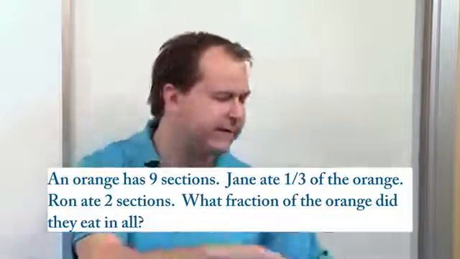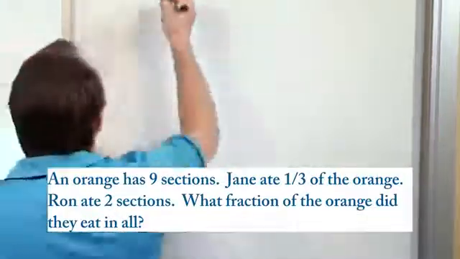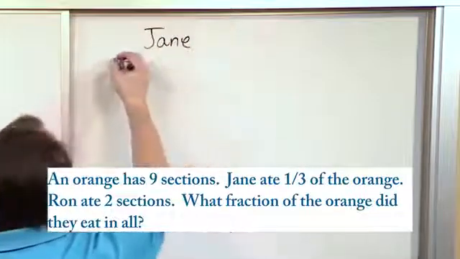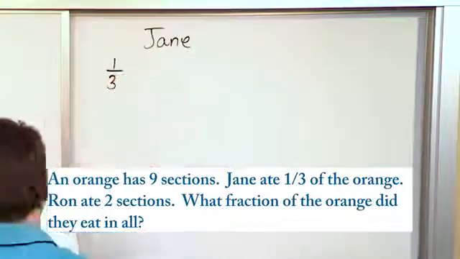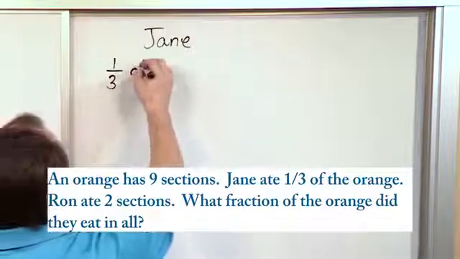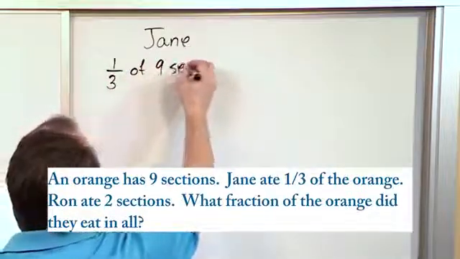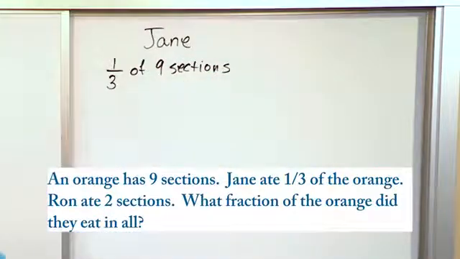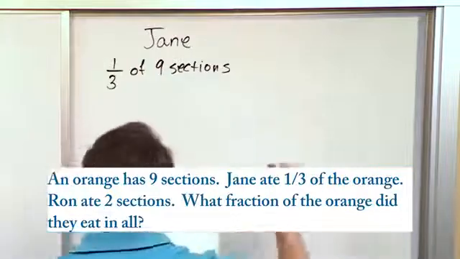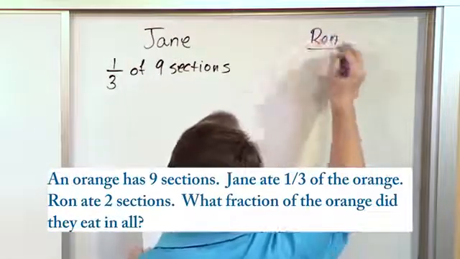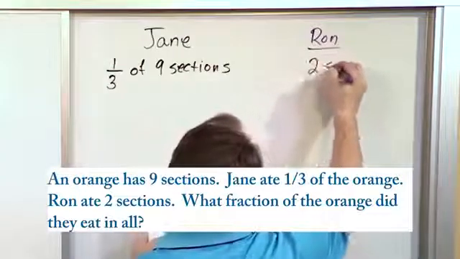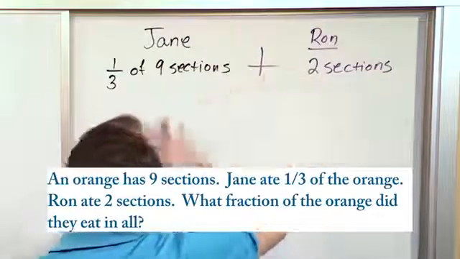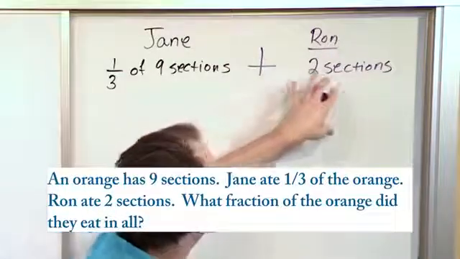All right? Well, let me ask you this. Let's draw a little picture. Sometimes it's a little easier to draw things down. So Jane is the first person. We know that Jane ate 1/3 of this orange, but we know that that's 1/3 of 9 sections because the problem says that the orange actually has 9 sections. Now we know also that this other person, Ron, over here, it doesn't give us a fraction, but it says Ron ate 2 sections. So we know that basically we need to add these together, but it's a little hard because here we have a fraction and here we have the number of sections.